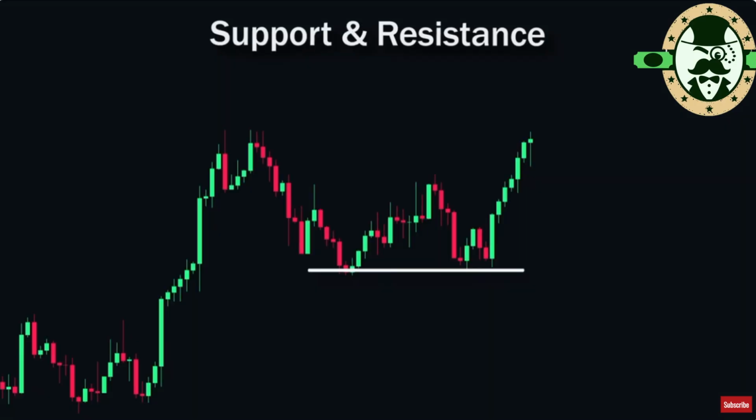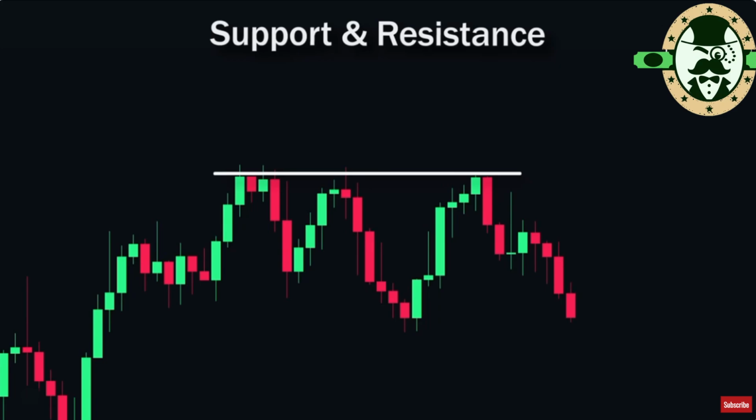Strategy number 11 is support and resistance. Support and resistance are key horizontal levels where price has previously bounced and may bounce again. Support is below the price and is a potential buy zone. Resistance is above the price and is a potential sell zone.